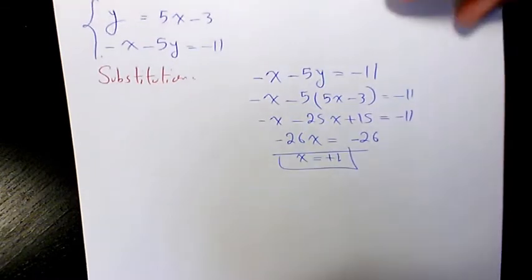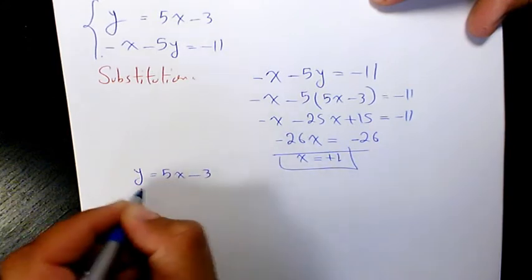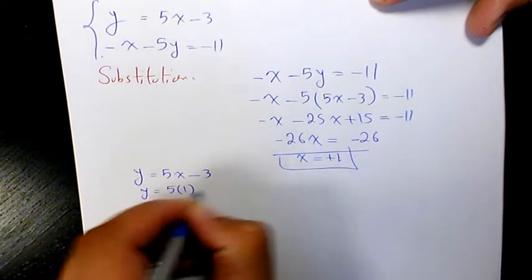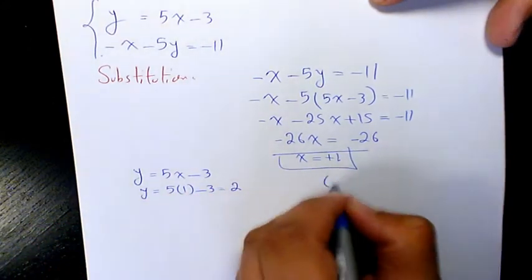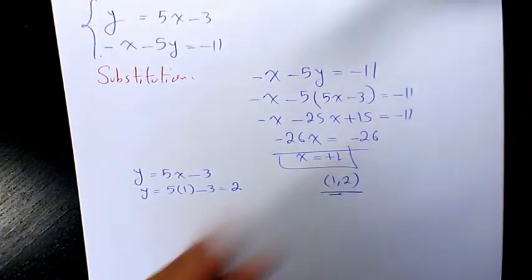Then what we can do is substitute it into the first equation, y equals 5x minus 3. y equals 5 times 1 minus 3, which is going to be 2. So the point of intersection is (1, 2). Now let's use the elimination method.